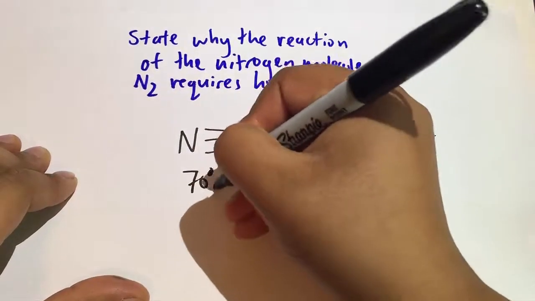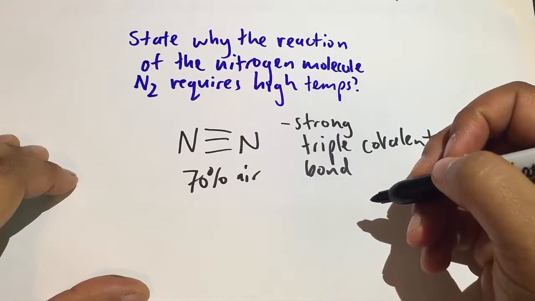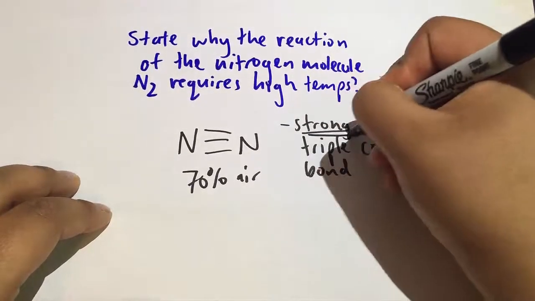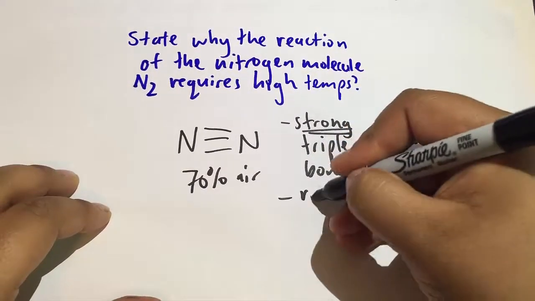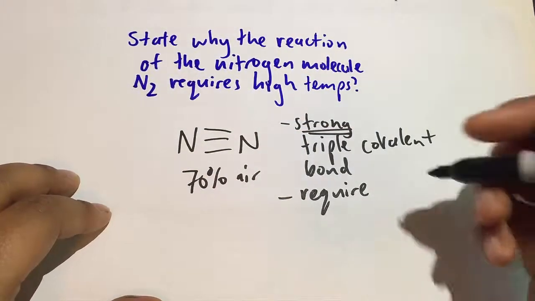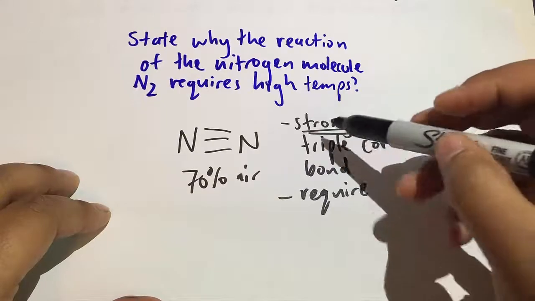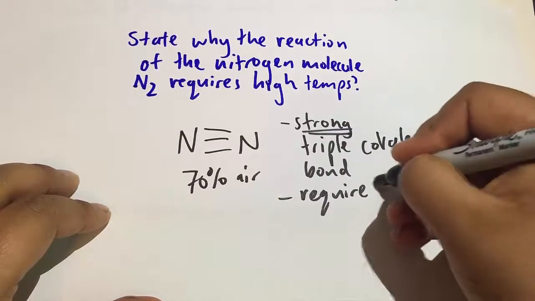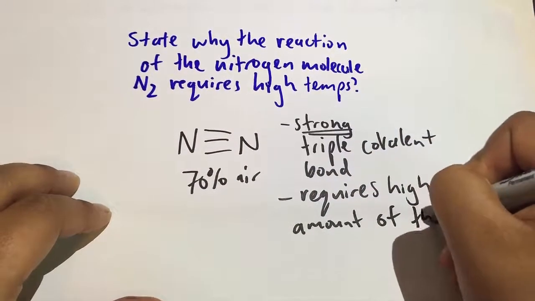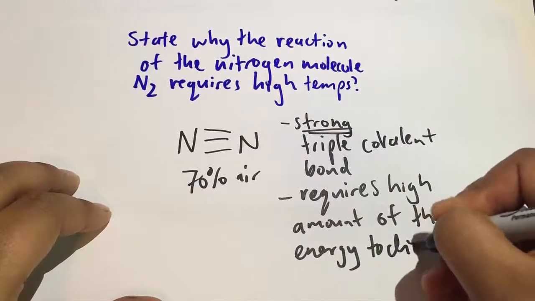Considering that 70% of our air is made up of nitrogen, normally you would say, okay, well, if it's 70% nitrogen, why aren't we getting photochemical smog everywhere? And the idea is that it is a very, very strong triple covalent bond, and so you require a large amount of thermal energy to disrupt that bond, to break it, so then it can react with something else. If you're answering this question, this would normally be a 2 to 3 mark question. You'd say that it was a strong triple covalent bond, and so it requires a high amount of thermal energy to disrupt the bond.